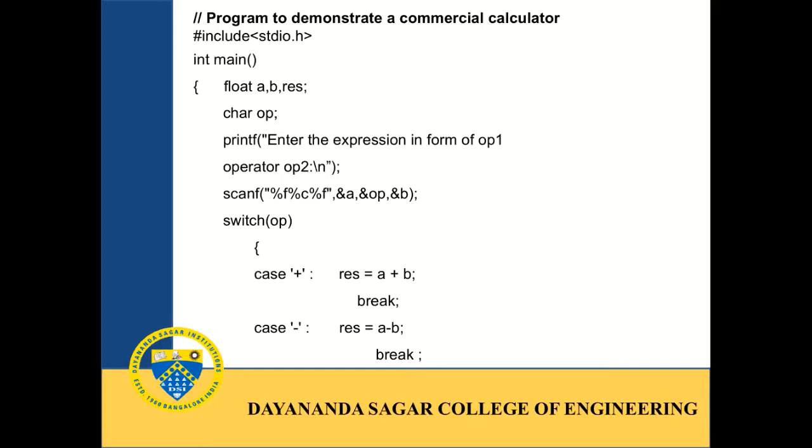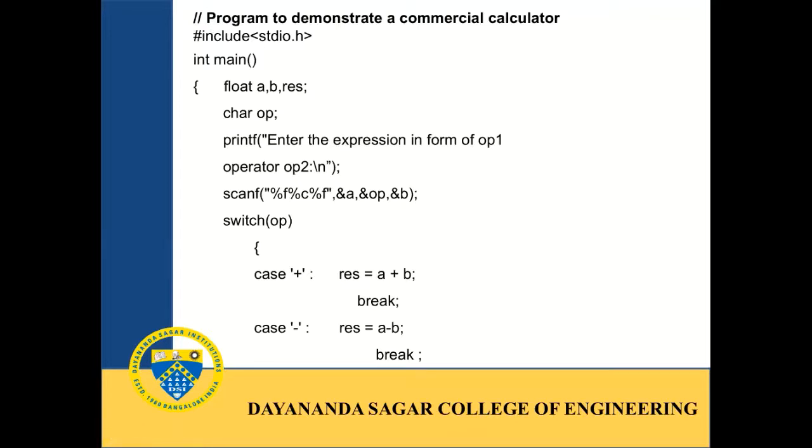Here you can see the first line written here is a comment, that is a program to demonstrate a commercial calculator. And we all know that comments are the non-executable part of the code. And we have two types of comments. One is the single line comment and the block line comments. So here, the comment that we have used is a single line comment which starts with 2 forward slashes.